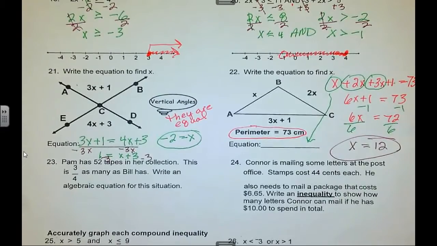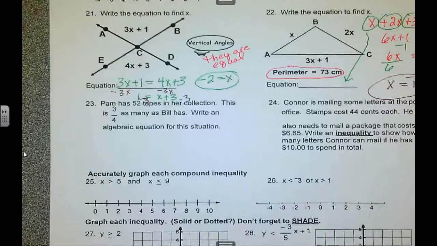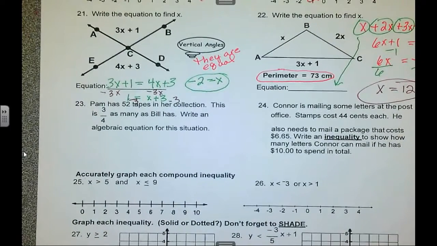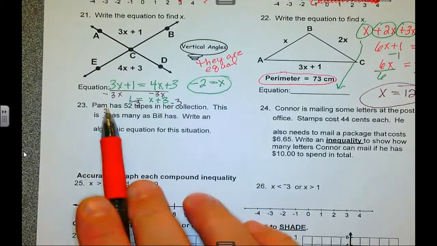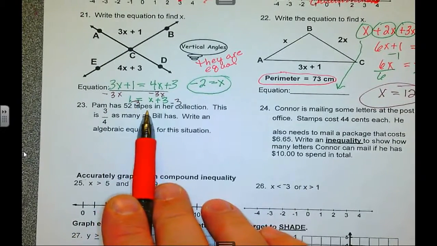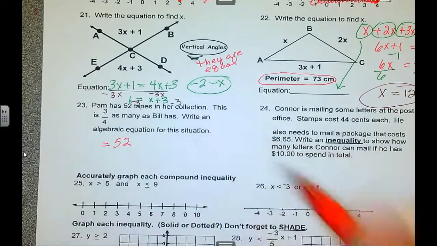Alright, I think I'll start doing the odds, because it looks like the evens is a replica. Alright, 23. I already did 21. Pan has 52 tapes in her collection, so whatever it is, it's going to equal 52.